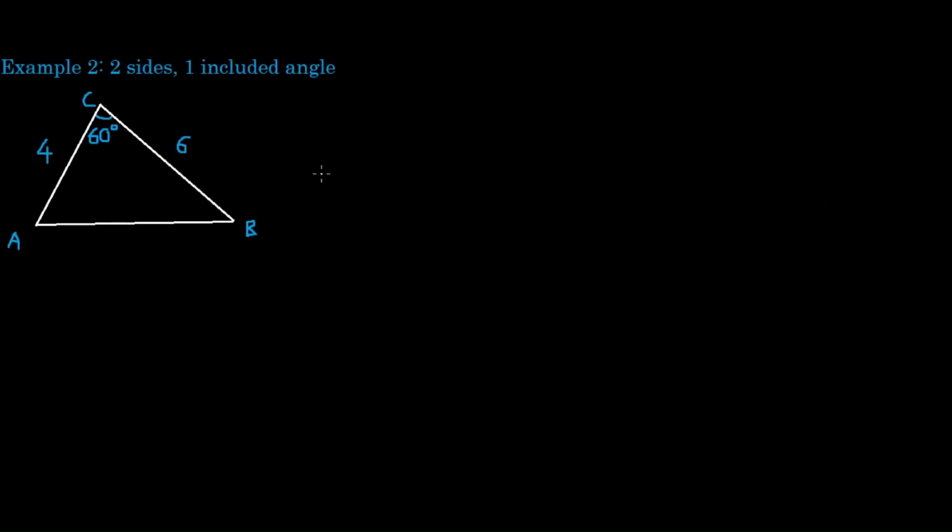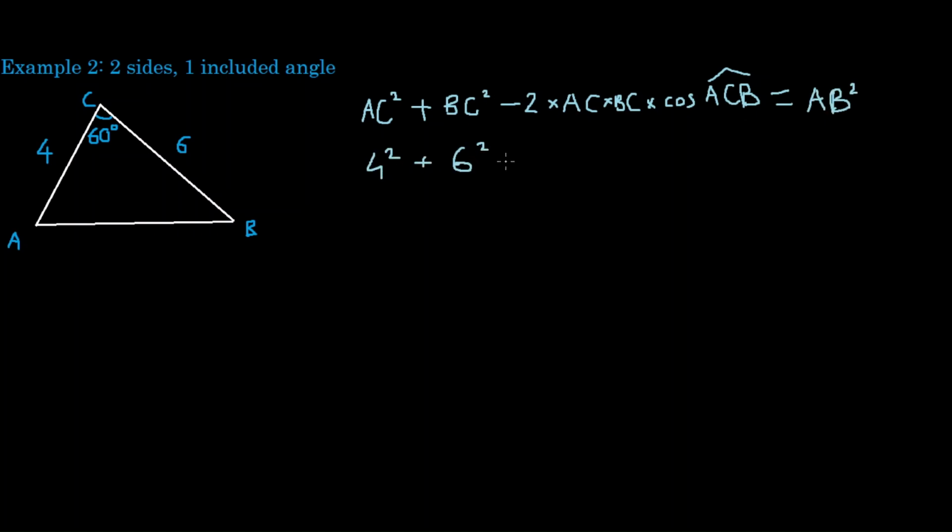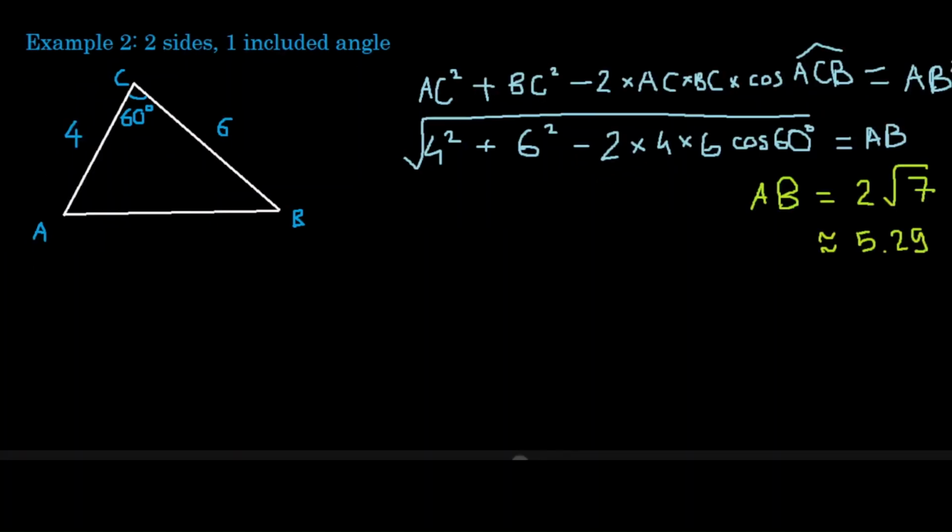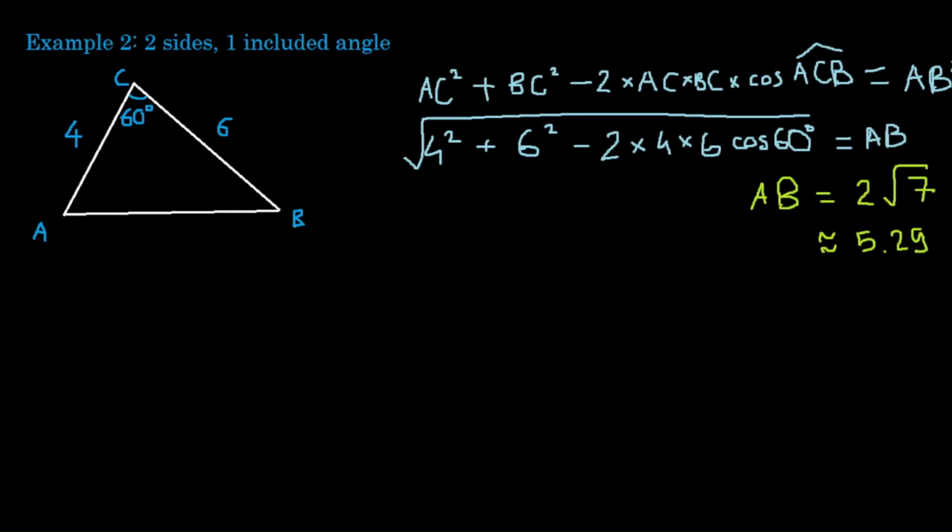In this next example, we are given two sides and one included angle. Let's first use the cos rule to find the remaining side. Your answer should be that AB is equal to 2 times the square root of 7, or 5.29 to 3 significant figures. Now I am going to use the sine rule to find the remaining two angles.